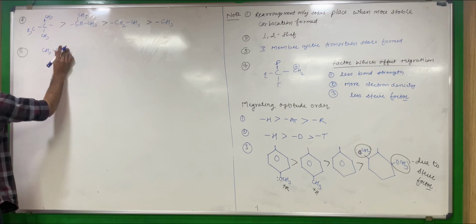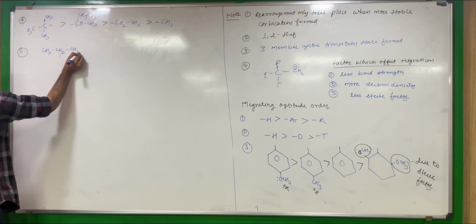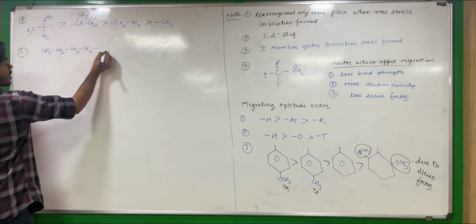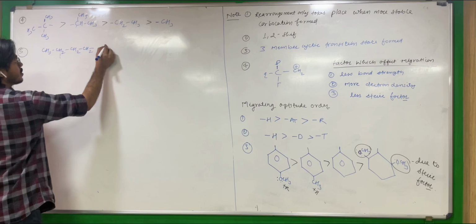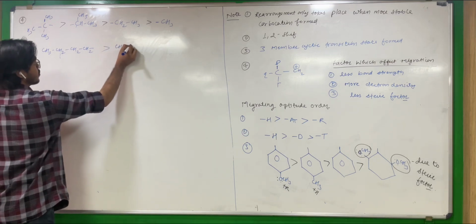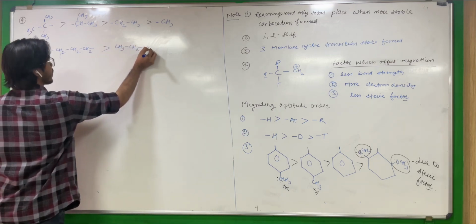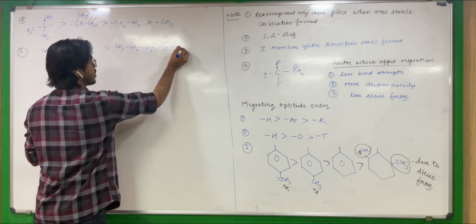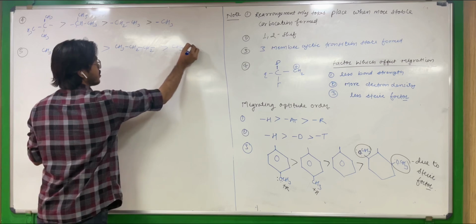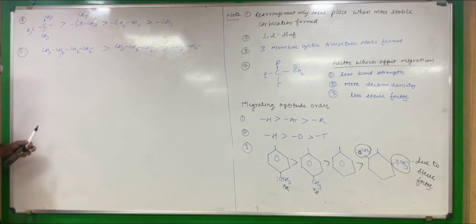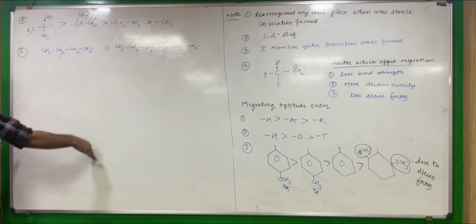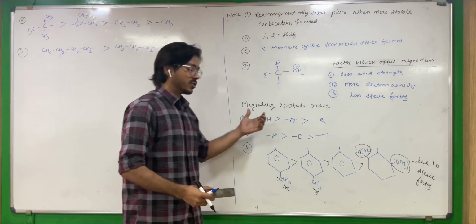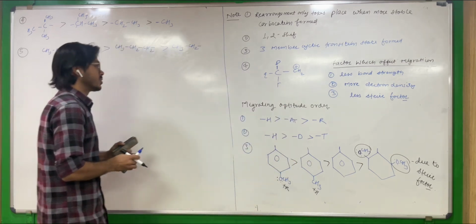Now we see the fifth one: larger alkyl groups. If a larger alkyl group is present, it migrates first. Larger alkyl groups have more migrating aptitude. This migrating aptitude order you have to remember, very important. Next we will do some examples.